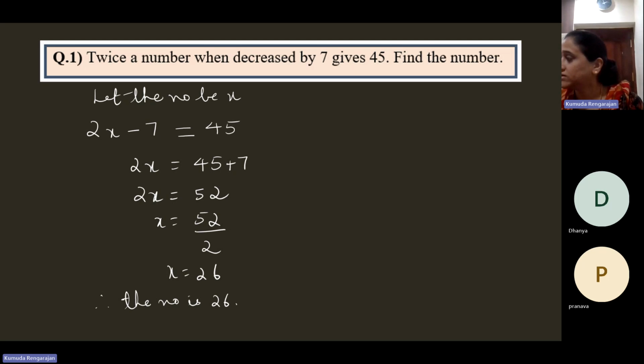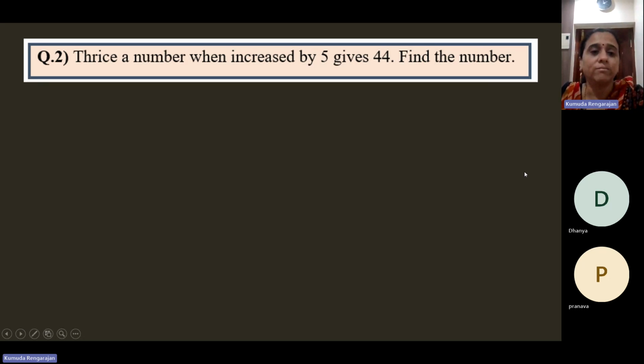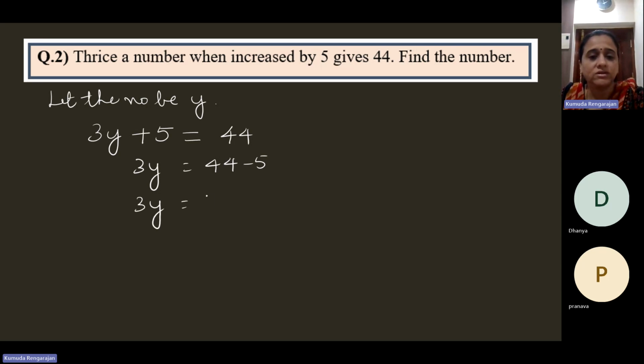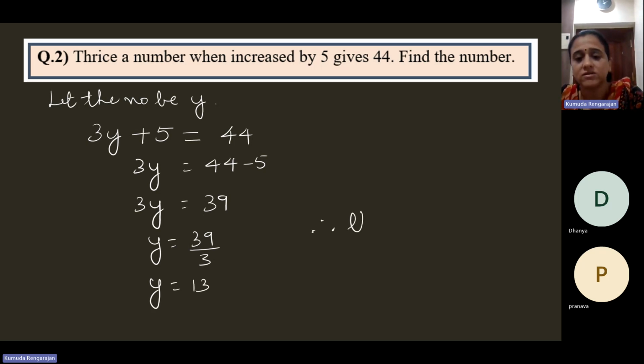Okay, next one. Thrice a number. Let the number be, say, y. So 3 into y, 3y, when increased by 5, plus 5, gives equal to 44. Find the number. So 3y is equal to 44 minus 5. 3y is equal to 39. y is equal to 39 by 3. y is equal to 13. Therefore, the number is 13. Correct?